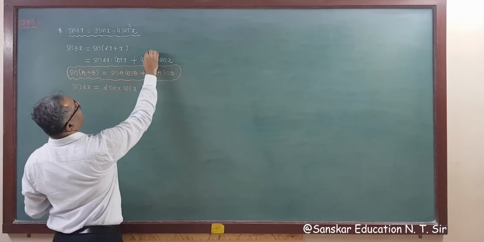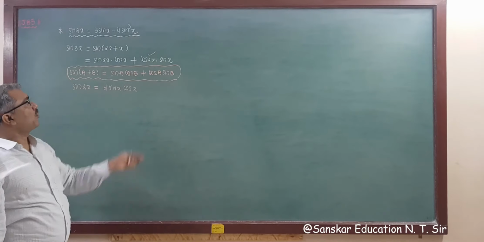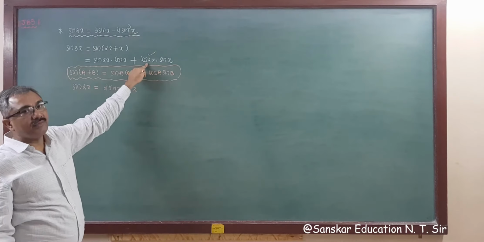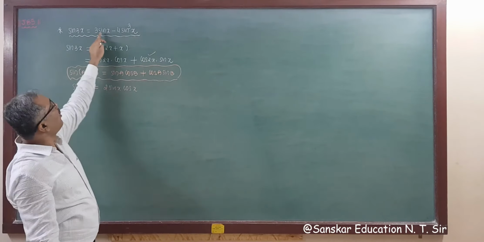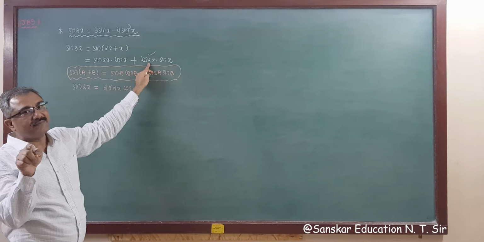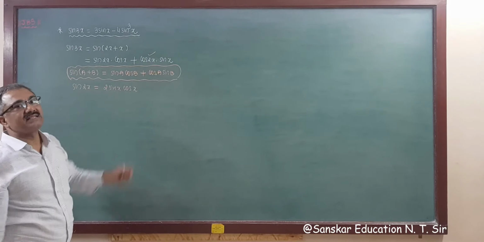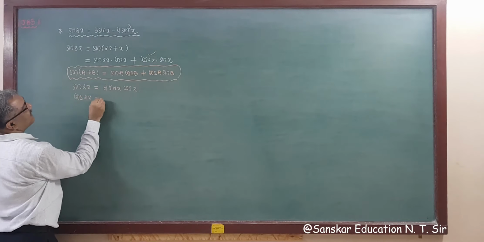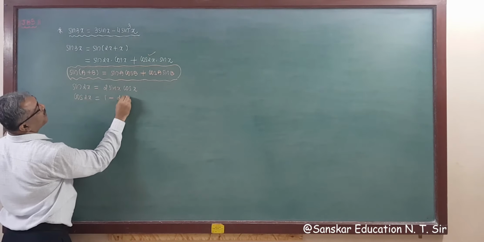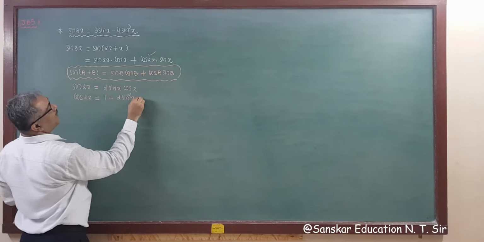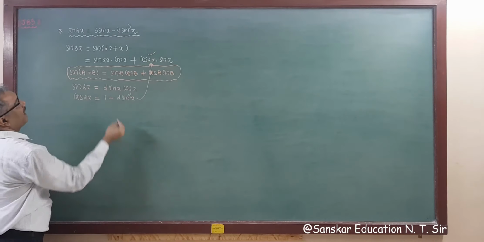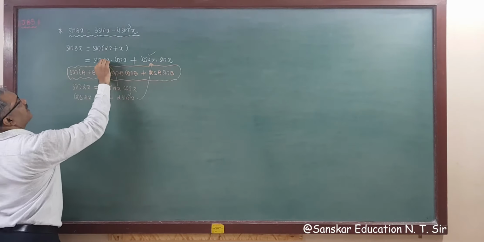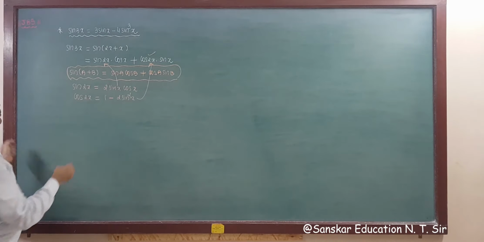Again, we don't require cos 2x. We require all terms in sine. So the cos 2 theta formula in terms of sine is 1 minus 2 sine square x. So cos twice x is 1 minus 2 sine square x. So apply this formula here and that formula there. Right? So what we get here?